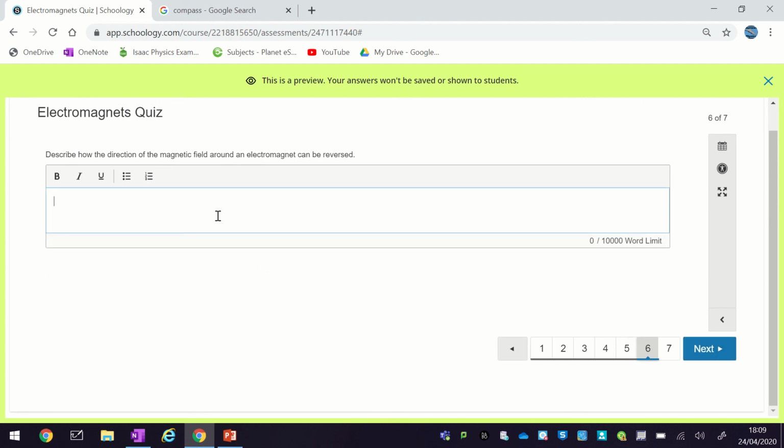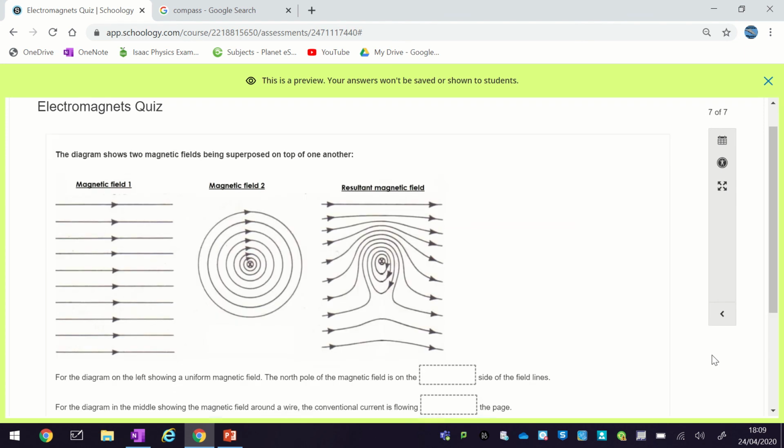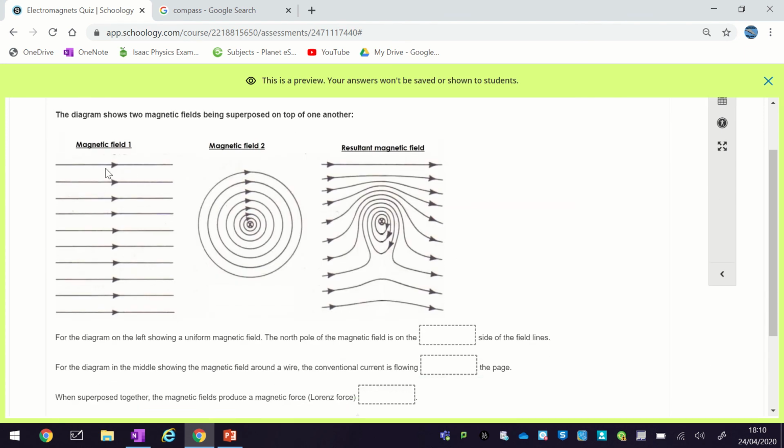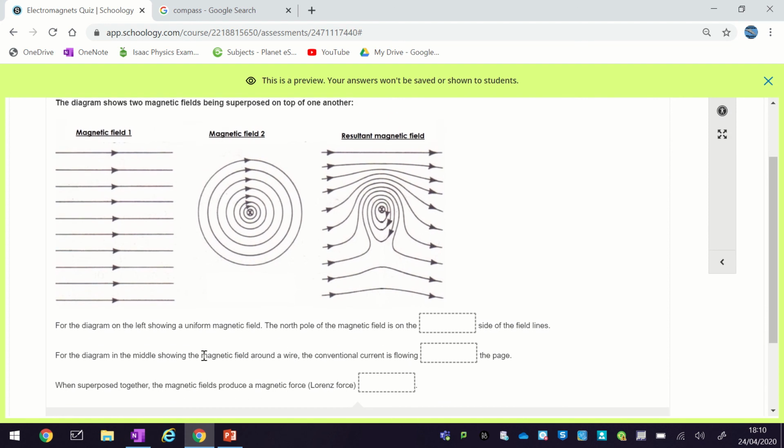Okay, so describe how the direction of the magnetic field around an electromagnet can be reversed: essentially change the current direction or change the charged particle direction there. And then the final one, this was generally fine apart from this last one, so we'll take a look at that.